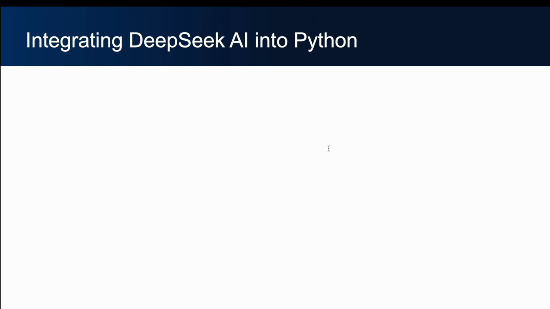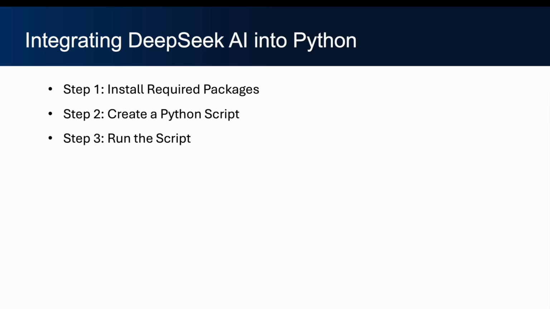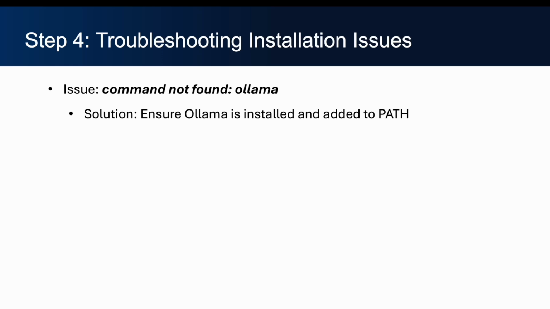Now again, just to summarize, we installed the required packages, which was requests. Next, we created a Python script and we ran the script and it was working successfully. But if you face issues while setting up DeepSeek AI, here are some of the common fixes. First, the issue can be command not found: ollama, where you have to ensure Ollama is installed and added to the path. If it's not, just go ahead and restart your system. Sometimes that helps too.